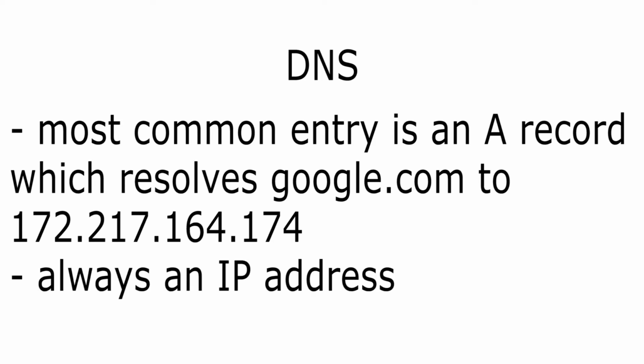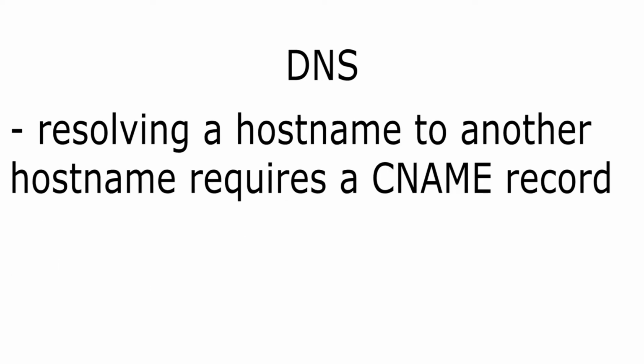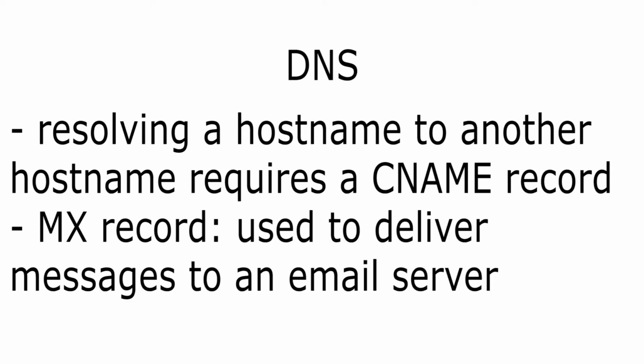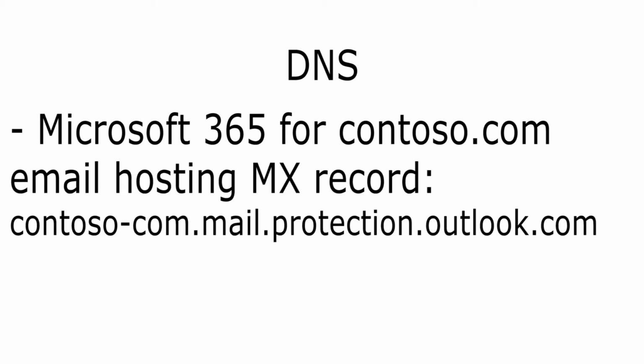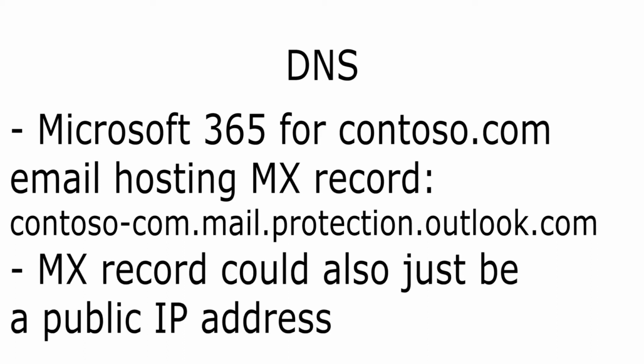If you need to create a DNS record that resolves a host name to a different host name, a CNAME record would be used. Another super important DNS record type is an MX record, which is used to deliver messages to an email server. If a company uses Microsoft 365 to host email for contoso.com, their MX record would be contoso-com.mail.protection.outlook.com. But an MX record could also just be a public IP address.